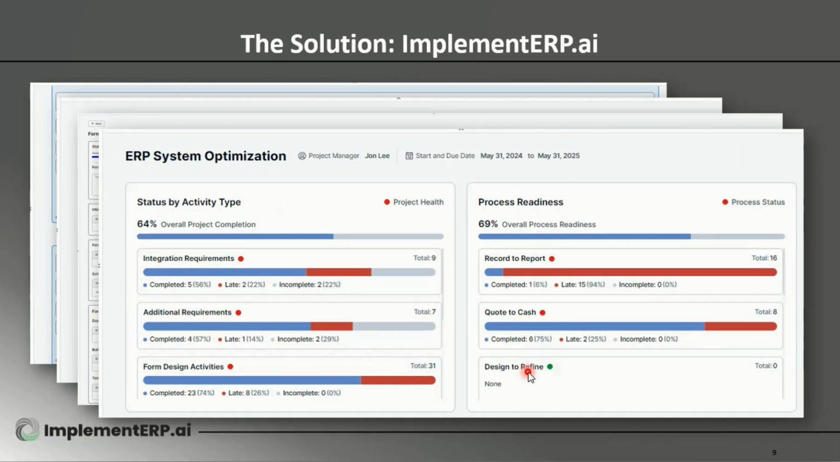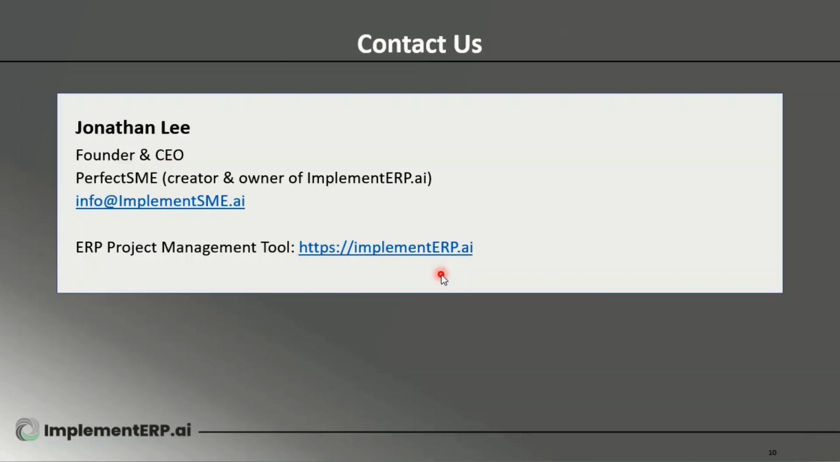And as a natural byproduct, when you do that, you have a dashboard that is second to none, including a view of process readiness. So instead of saying 69% of your tasks are complete, this says some percent of your record to report is complete. Some percent of your quote to cash readiness is in place. So a remarkable and very different way of taking a look at your ERP projects and gauging using the right measures.